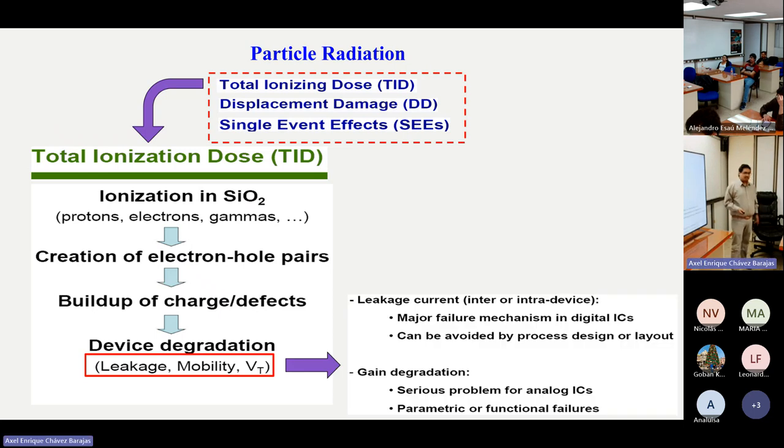The principal effect is the leakage current of the device, which can cause major failure mechanisms in digital devices, and can be mitigated by process, design or layout. Also, we can have gain degradation of the devices, producing serious problems for analog ICs and parametric functional failures.